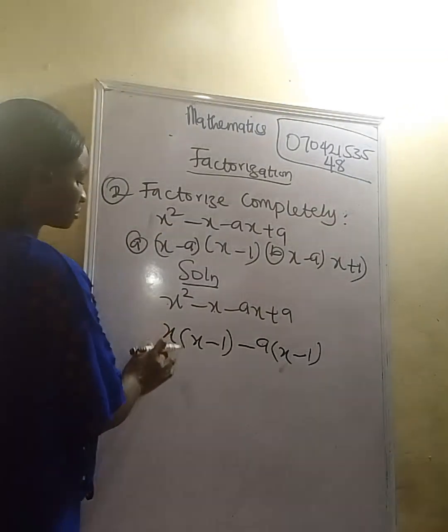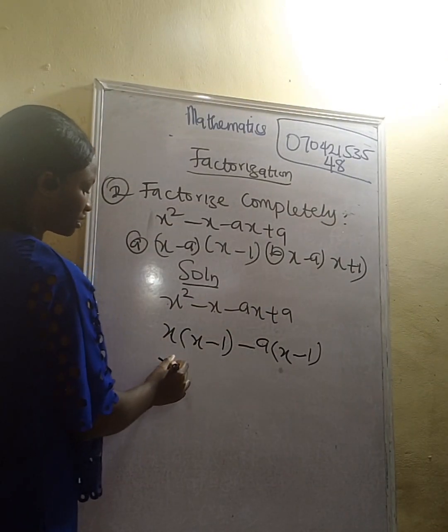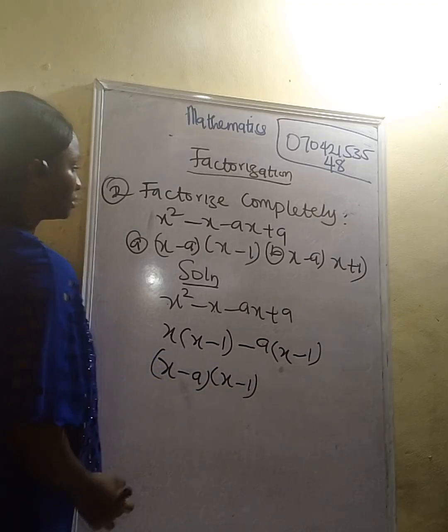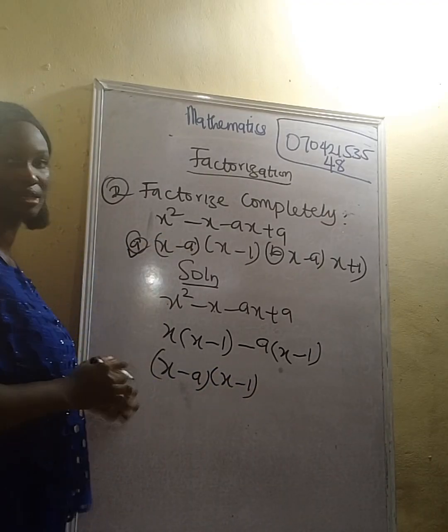Okay, so let's bring this out. X minus a, we bring them together. And what's x minus 1? Alright, so this is very simple. Option A is the correct answer.